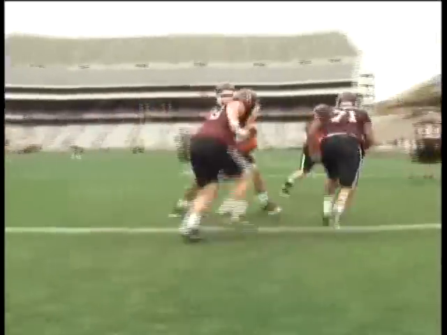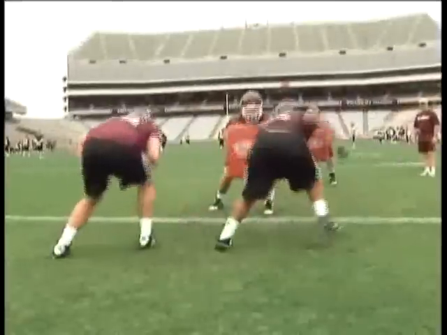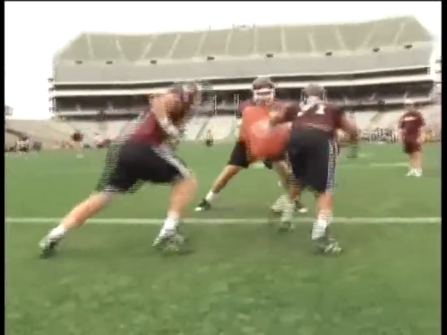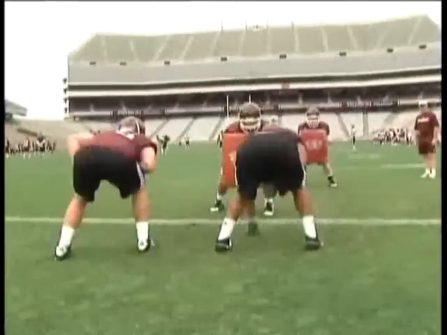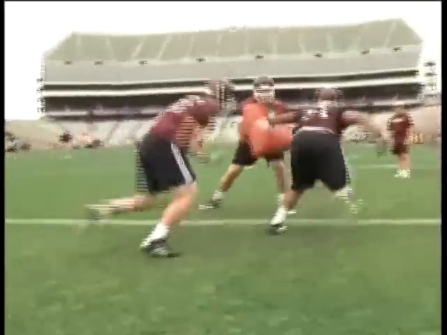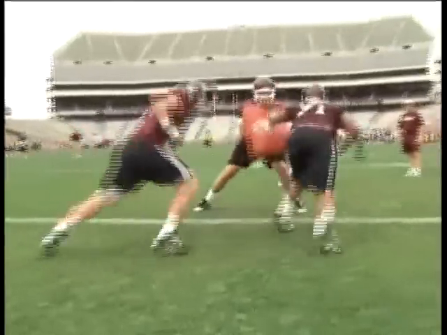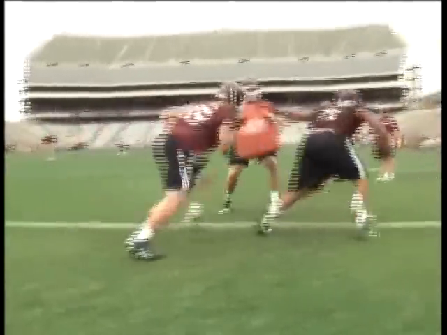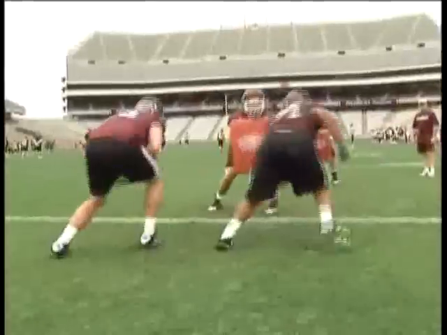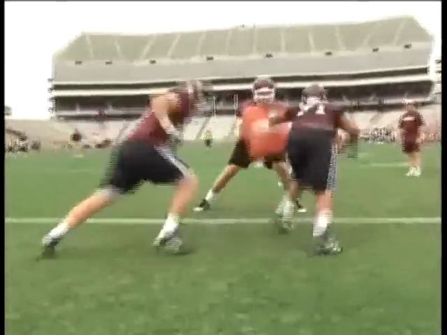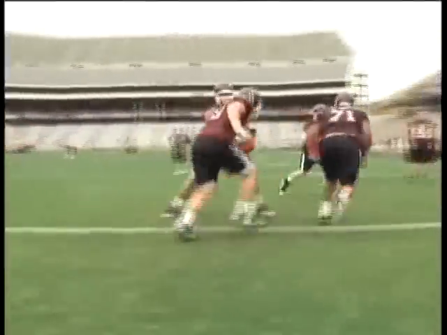Good. Get that elbow tucked inside. Get that thumb up when you stick that hand out. Remember, when you stick that hand out, you're on a track right now. When you stick that hand out, if that 3 technique or that backside covered inside shoulder doesn't come to you, you're not going to him. You're targeting your linebacker who's threatening the play. If you stick your hand out and that defensive tackle doesn't come to it, you just pull your hand back and go.